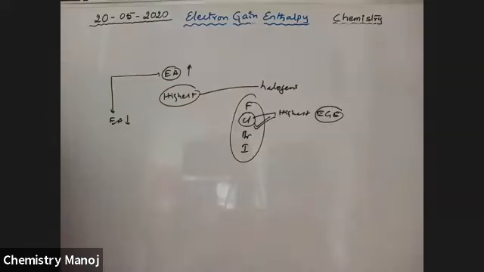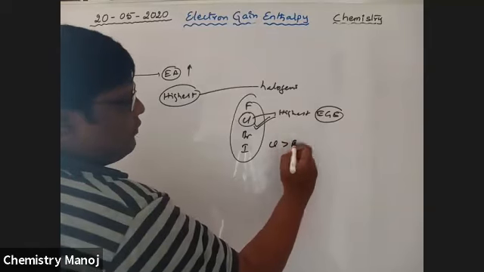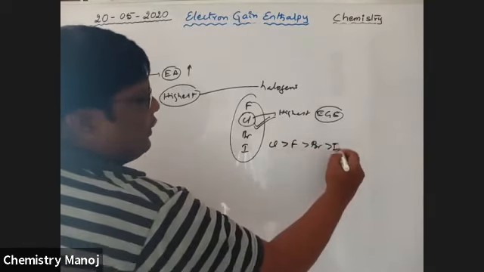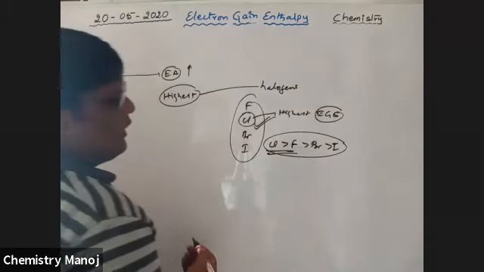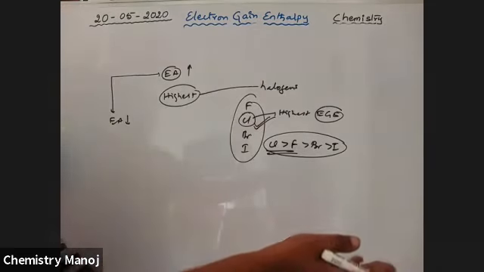Already I told you in the previous concept why fluorine's electron affinity is lower than chlorine's, and just now I completed that. After that, I started this concept. So here it is Cl greater than F greater than Br greater than I. Cl is greater than F because of the small size of F and the greater interaction between the incoming electron and the already existing electrons in fluorine. Cl has more, so here it is more.